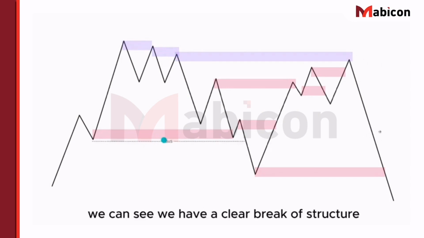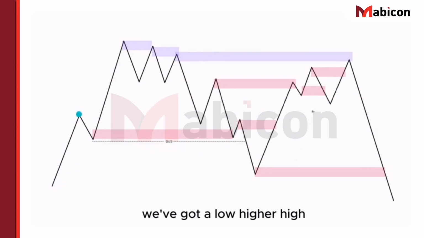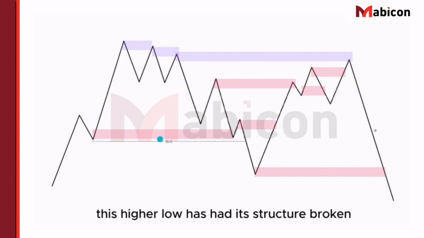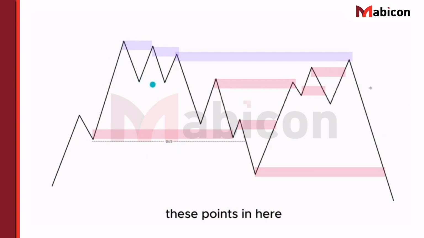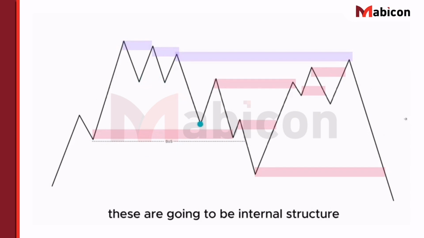Now, if we look down here, we can see we have a clear break of structure. We've got a low, higher high, higher low, higher high. And at this point, this higher low has had its structure broken. These points in here are going to be internal structure. I won't go too deep into internal and external structure. I do have videos referencing structure, so if you need to revisit those, then feel free to do so.